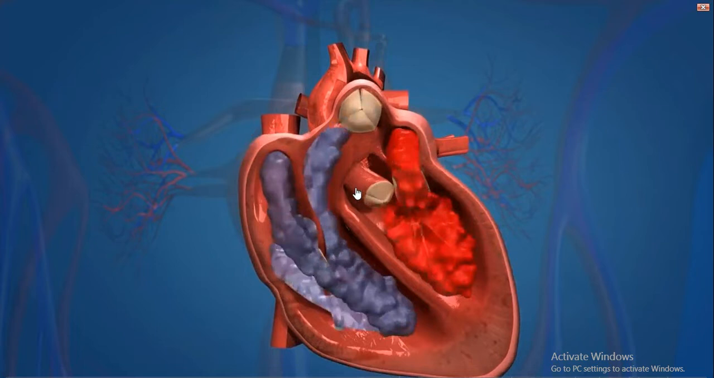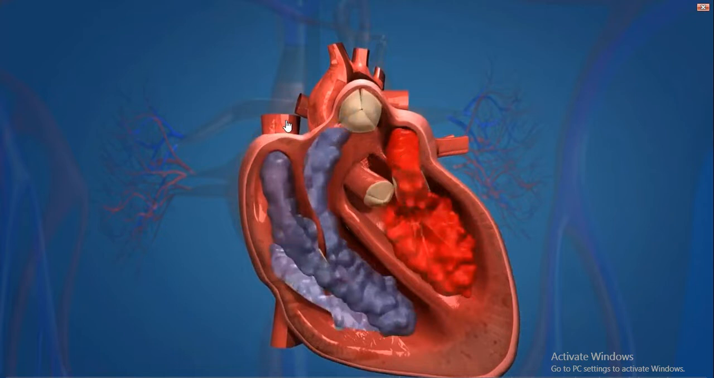You know that arteries are important for taking blood away from the heart, and veins bring blood back to the heart. These are the pulmonary veins. These are the pulmonary veins. They open to the left atrium.